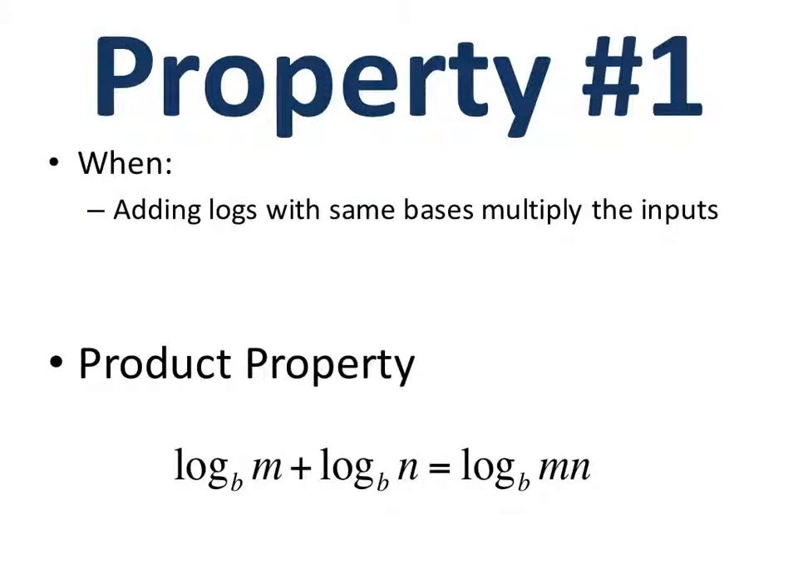So the first property you want to write down is when adding logs with the same bases, you're going to multiply their inputs. So down here, this is what it looks like without any numbers. When my bases match, you're going to multiply your inputs. Notice here how I have m times n. So get this copied down.